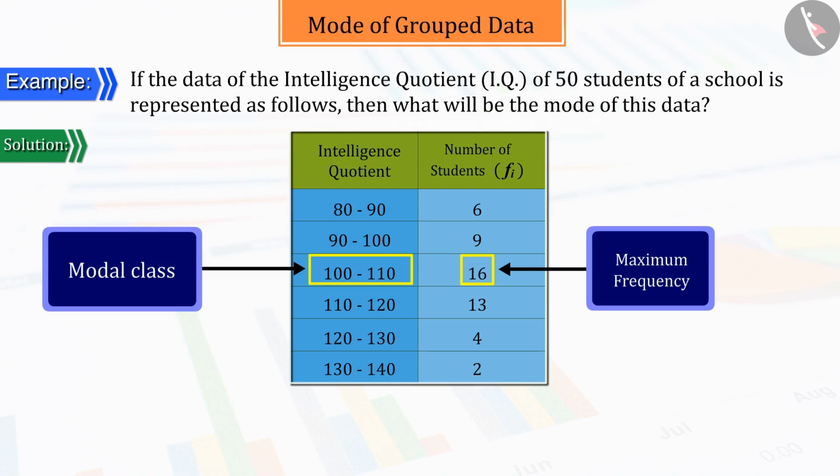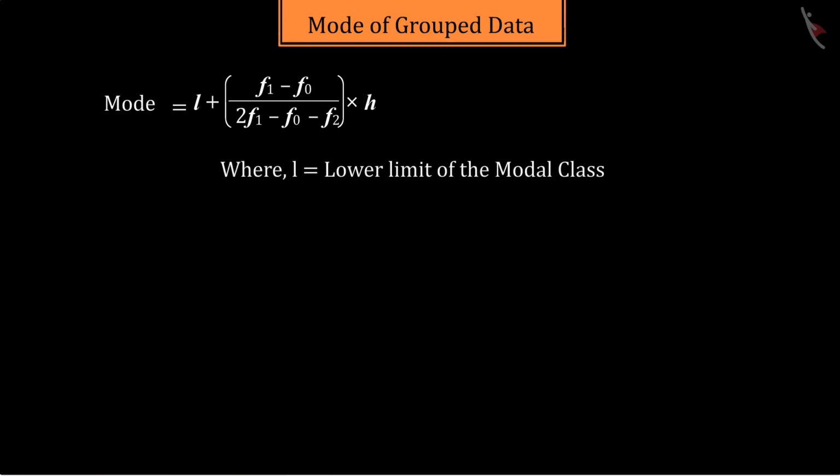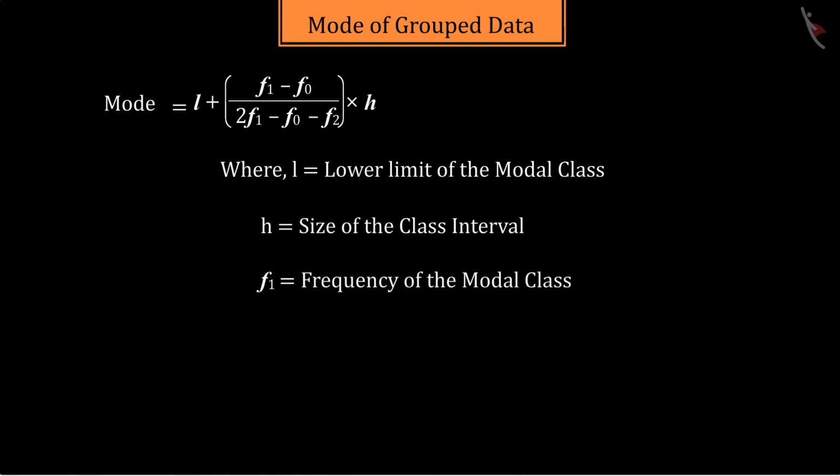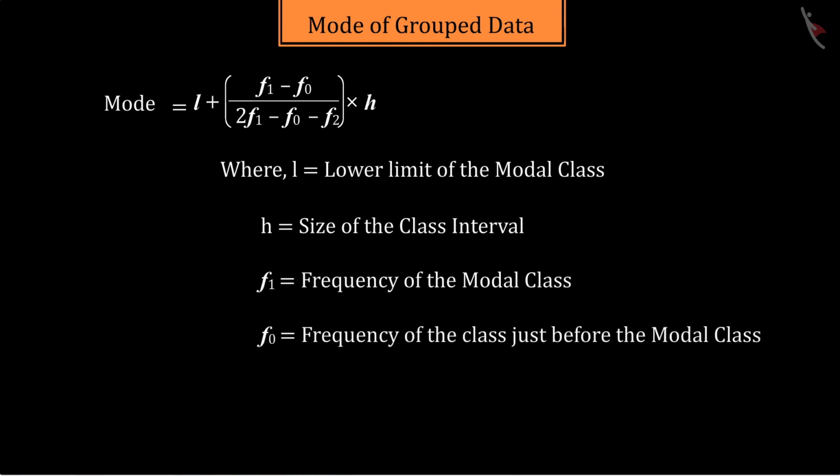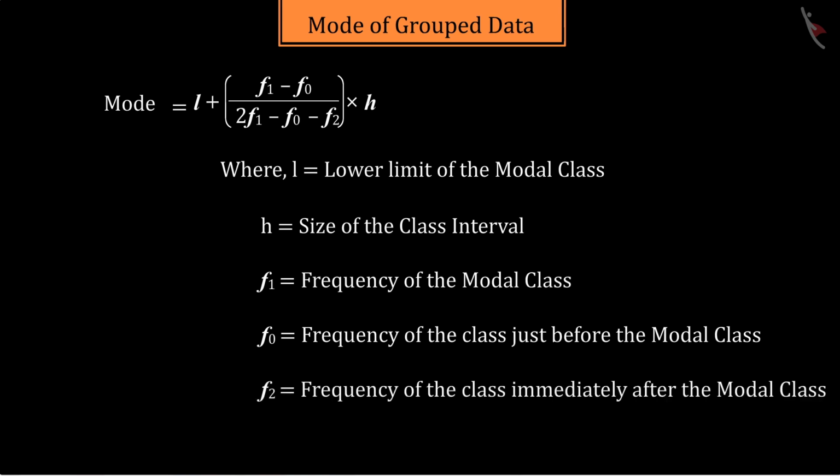Mode is a value inside the modal class that can be obtained by the following formula, where L is the lower limit of the modal class, h is the size of the class interval, f1 is the frequency of the modal class, f0 is the frequency of the class just before the modal class, and f2 is the frequency of the class immediately after the modal class.